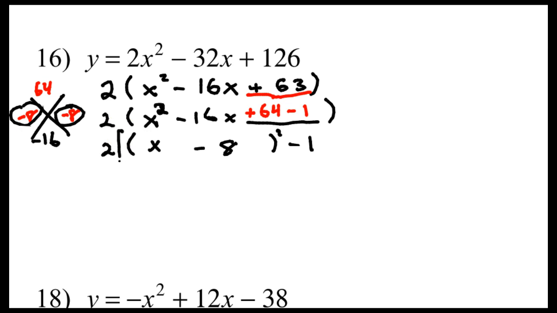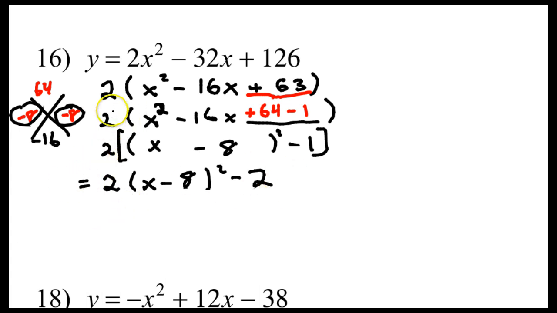One more step though. I have to multiply this 2 back in. Remember I took out the 2 in the beginning? I have 2 things I have to multiply it back into. So I'm going to have 2 times this, and then negative 2. That's the last step.